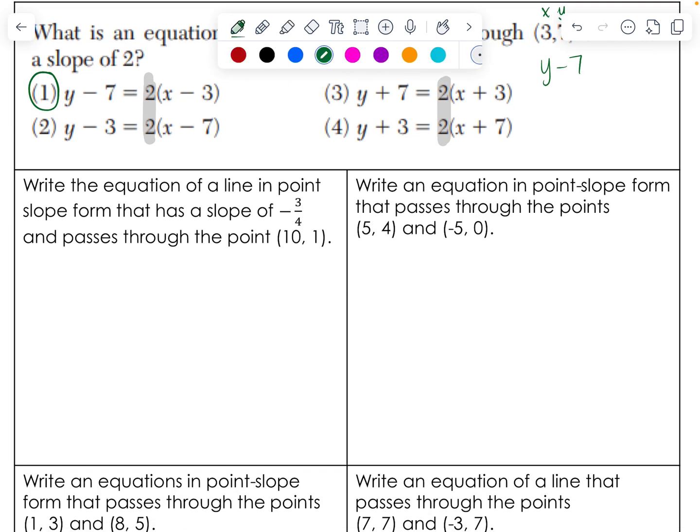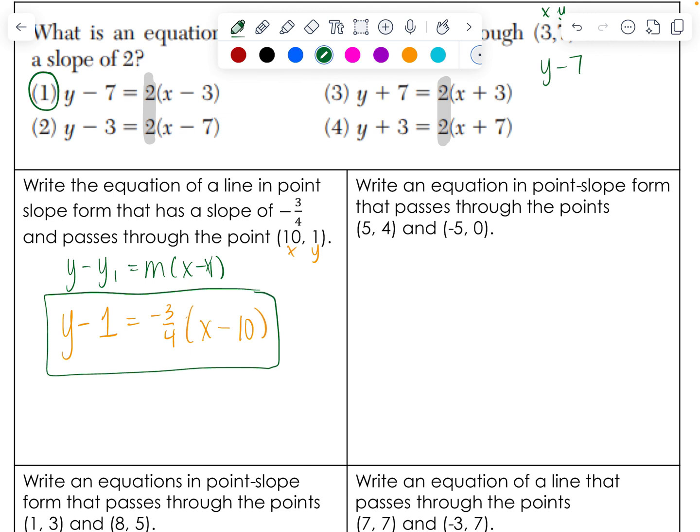So let's look at the next one that says, write the equation of a line in point-slope form that has a slope of negative 3/4 and passes through the point (10, 1). So I've got my formula, y minus y1 equals m times x minus x1. I'm going to substitute my point and my slope. So I'm going to say y minus 1 is equal to the slope m, negative 3/4, times x minus the x1 value, which is 10. So back in this formula, it should be x minus x1. Okay, and that's my answer. We don't have to do anything else with it, okay? You just write it exactly like that, and that is finished.